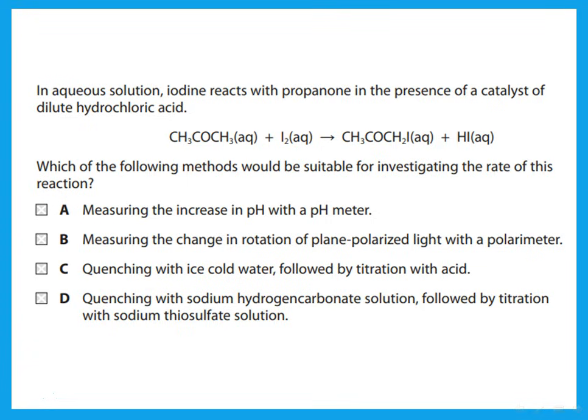Quenching with sodium hydrogen carbonate followed by titration with sodium thiosulfate, well, that is the correct answer, because we're forming an acid, so we quench it with a base, which is sodium hydrogen carbonate, and we titrate it with sodium thiosulfate to determine the amount of iodine or the change in concentration of the iodine in solution.